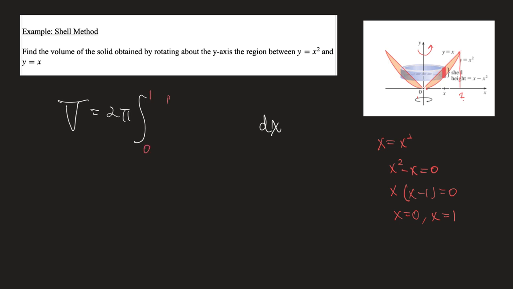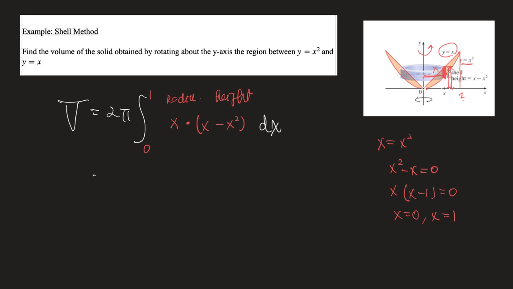Now you put the radius times height. What is the radius here? Here to here is the radius, from the y-axis. That's going to be x. So I'm going to put x times the height. The longer height is going to be y equals x. The shorter height is going to be y equals x squared. This shell method is much easier to find the volume compared to the washer method.